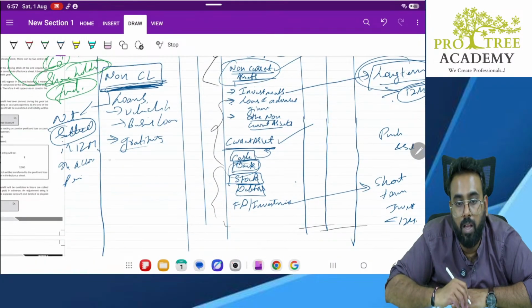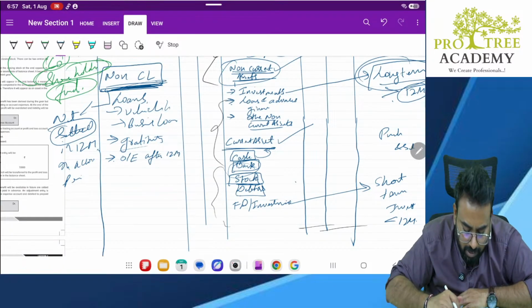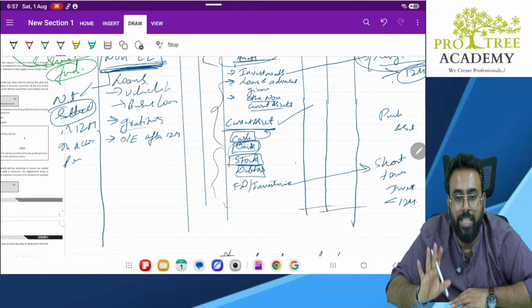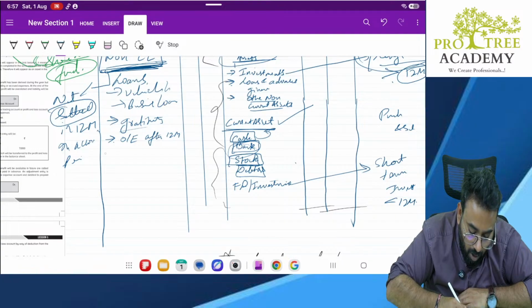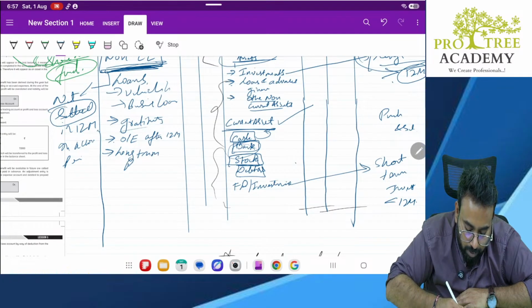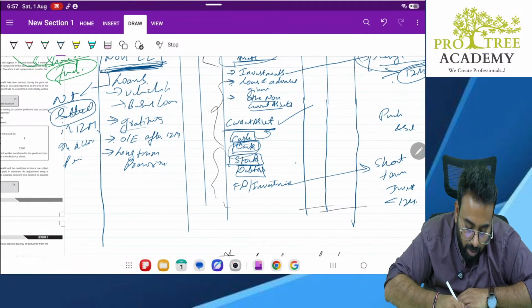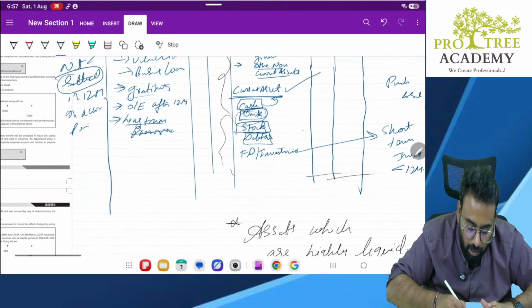Then any outstanding expenses which are payable after 12 months. There can be instances like that. So in short, anything which is payable after 12 months. Long-term provision. Any payment which has to be done after some time is called long-term provision, which can be paid after 12 months. That is your non-current liability.